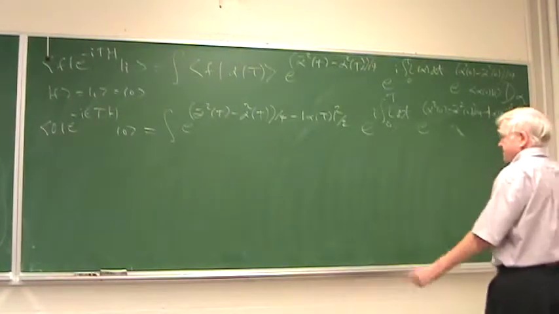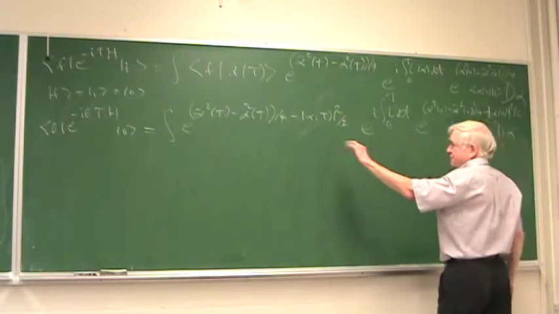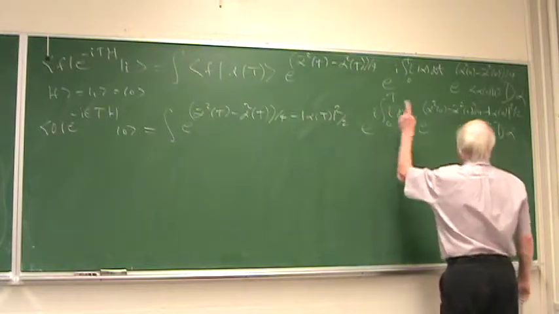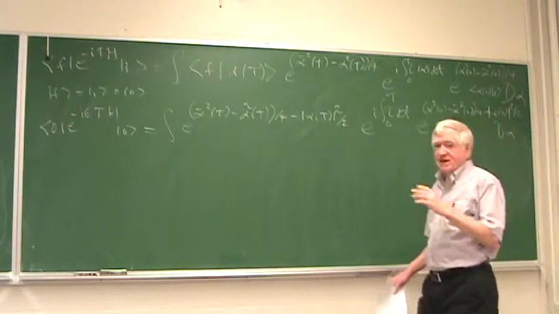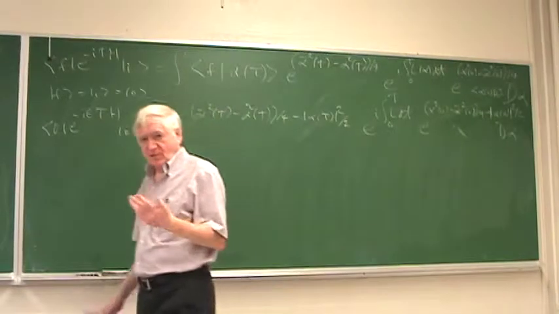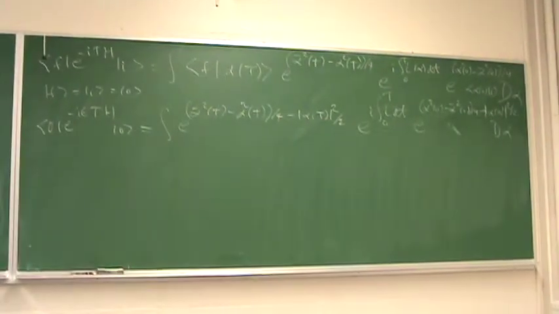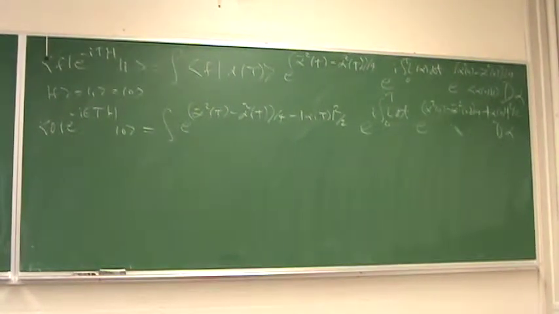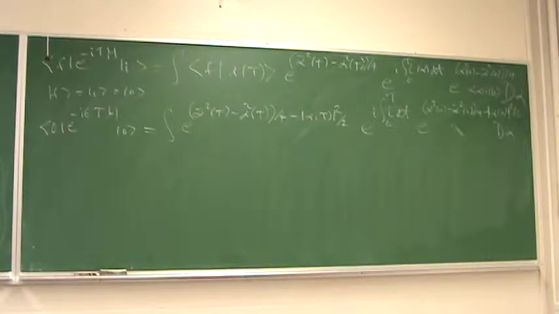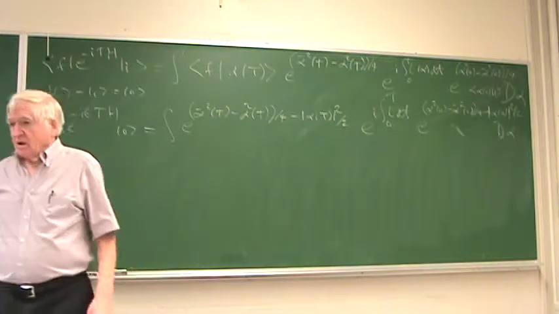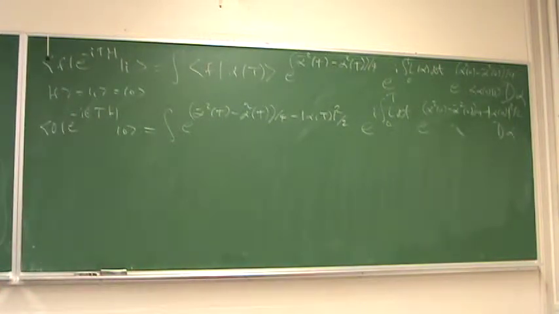By the way, as you make the transition to field theory, this factor and that factor are the ones that bring in the I epsilon in the propagator. So, any questions?